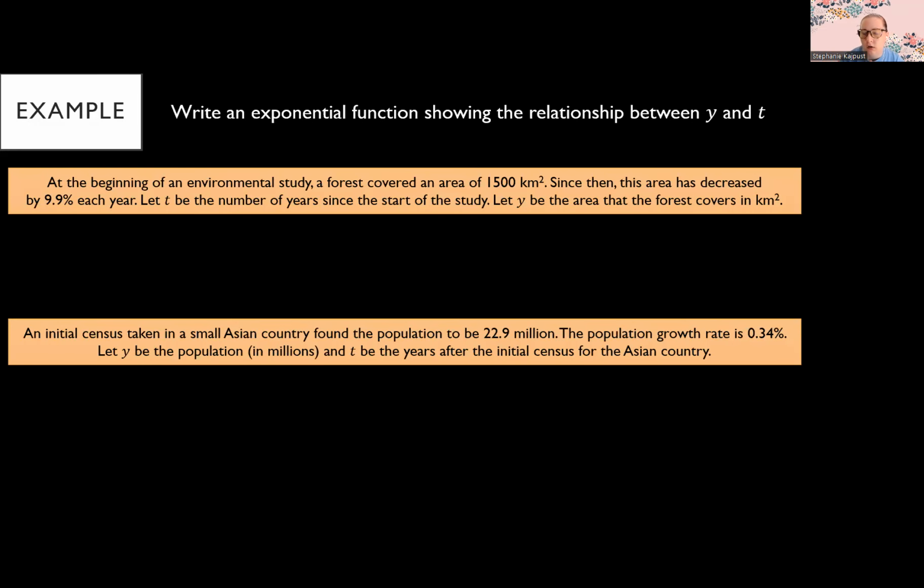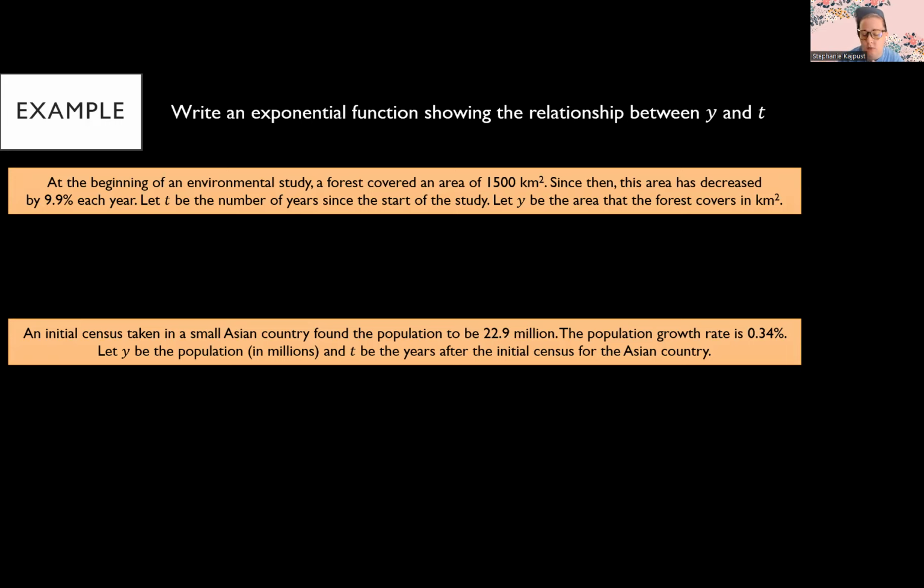So first one, we have at the beginning of an environmental study, a forest covered an area of 1,500 kilometers squared. Since then, this area has decreased by 9.9% each year. Let t be the number of years since the start of the study. Let y be the area that the forest covers in kilometers squared. And we want to write our function. Again, this word function just means equation. It just means we're writing our model.